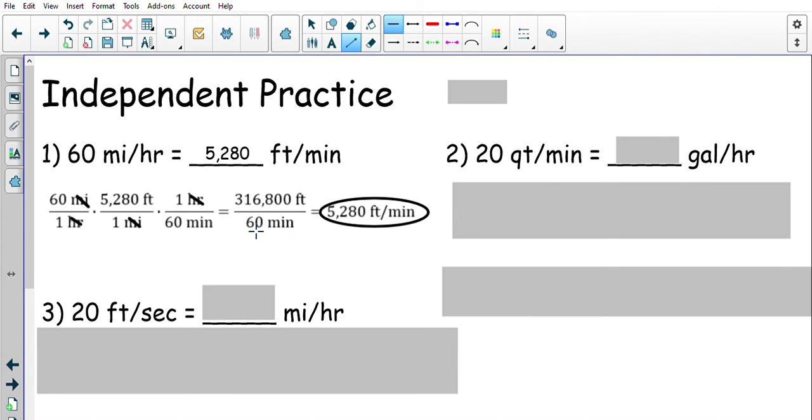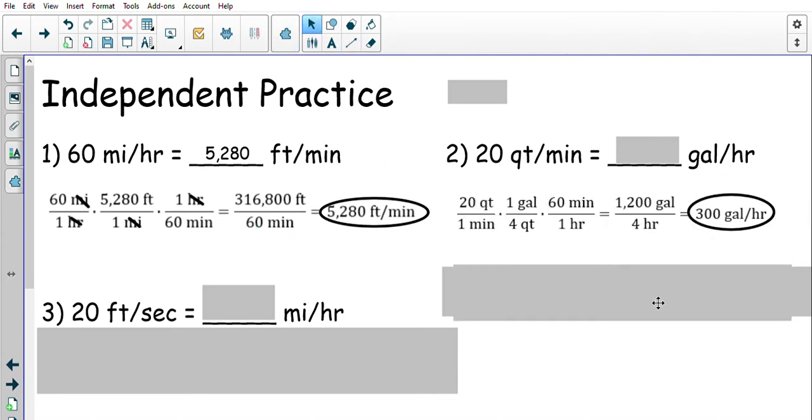Number 2, we've got 20 quarts per minute. We want to convert that to gallons per hour. So we should get a solution of 300 gallons per hour. Start with 20 quarts per 1 minute. There's 4 quarts in a gallon, so since quarts was on the top, 4 quarts goes on the bottom, 1 gallon on the top. Minutes to hours again, or vice versa in the last question.